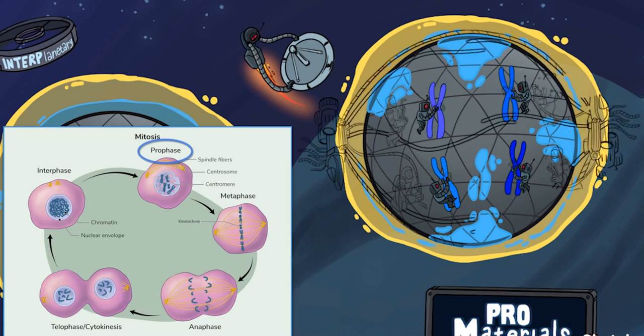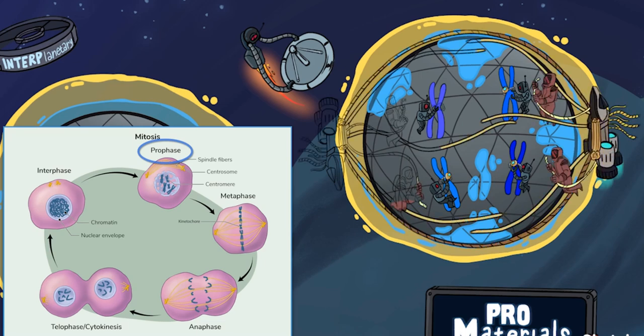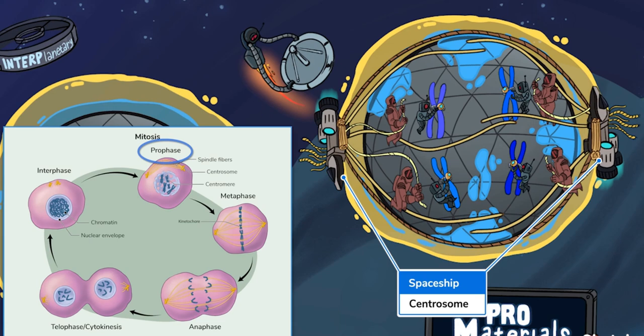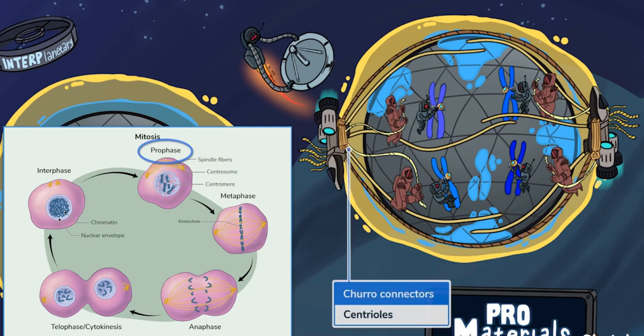Organelles known as centrosomes travel to opposite ends of the cell. They function as the primary microtubule organizing center. These spaceships will help you remember the centrosomes. They'll direct how the building materials move around the station. Each centrosome consists of a pair of cylindrical microtubules called centrioles. These structures look just like churros. Churros. Anyways, spindle fibers extend from the centrioles and help assemble the spindle apparatus.